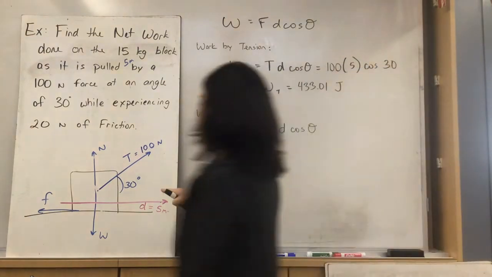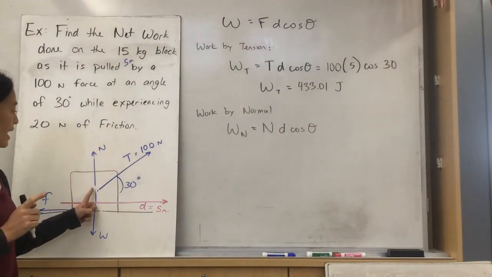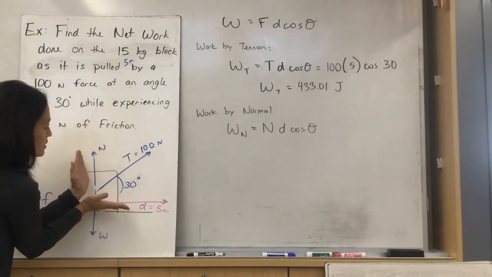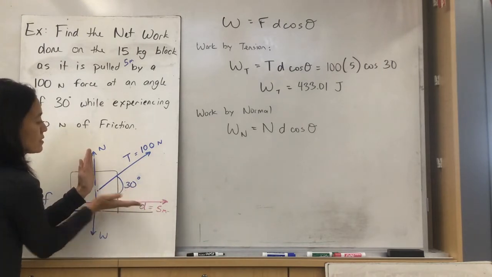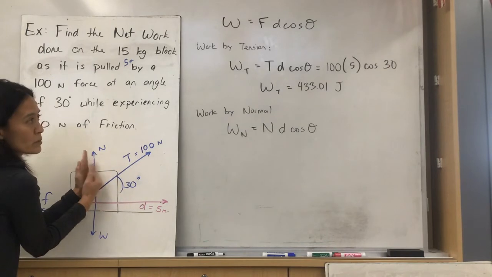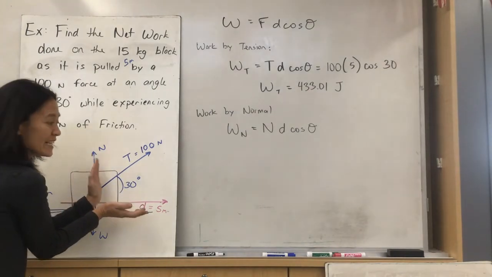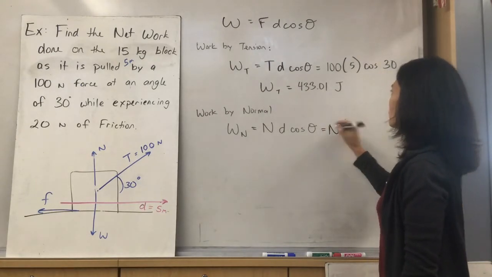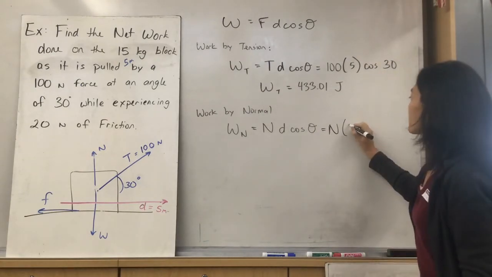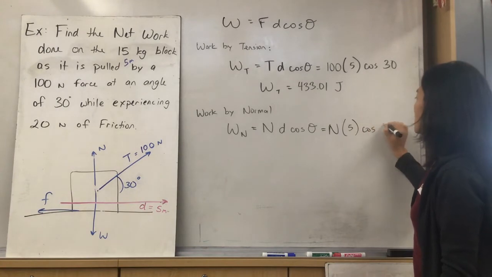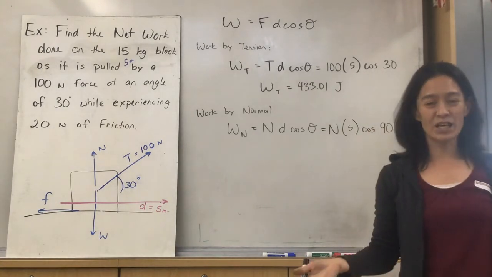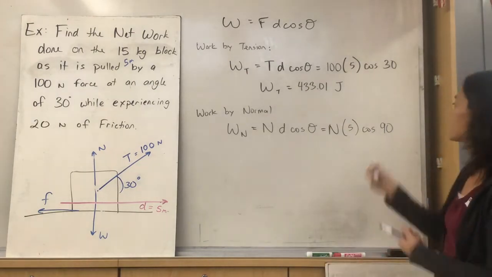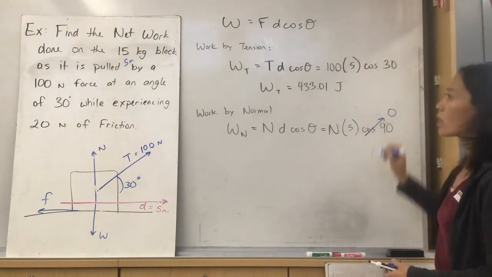So let's look at our diagram. Our normal force is going up. My distance traveled is going to the right. So what's the angle between those? It's 90. So this is actually going to become normal, whatever the normal value is, times 5 meters times cosine of 90. But what is the cosine of 90? You are all savvy mathematical students. Cosine of 90 is just 0.